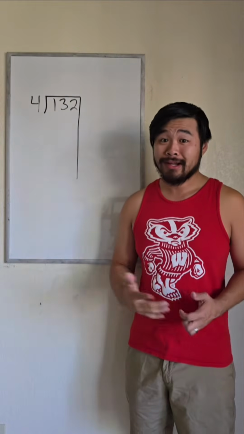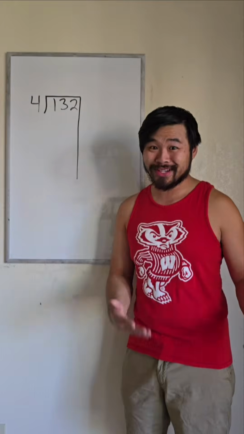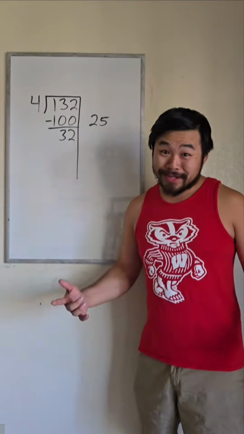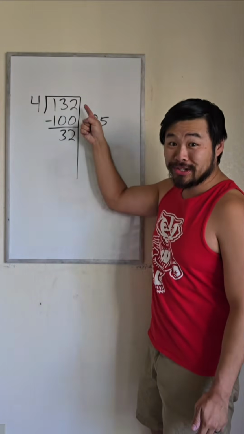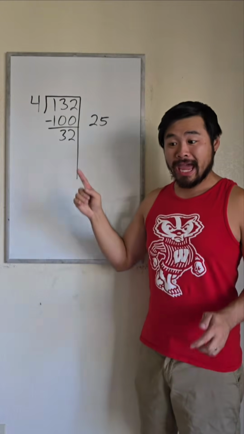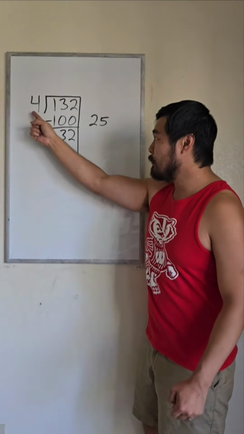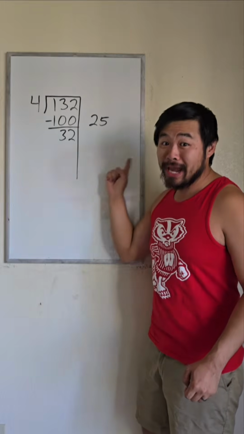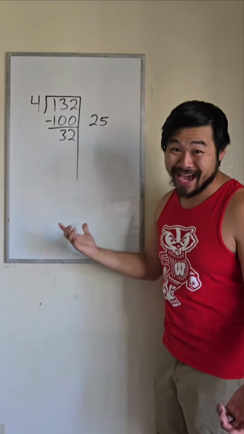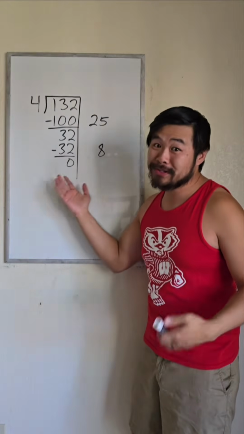Well, someone can say, well, I know 25 4s is 100. Let's start there. So we used 100 of the 132, so we have 32 remaining. And we repeat this process. How many 4s are in 32? Well, I know 8 times 4 is 32, so let's do that. And we have none left, so we're done.